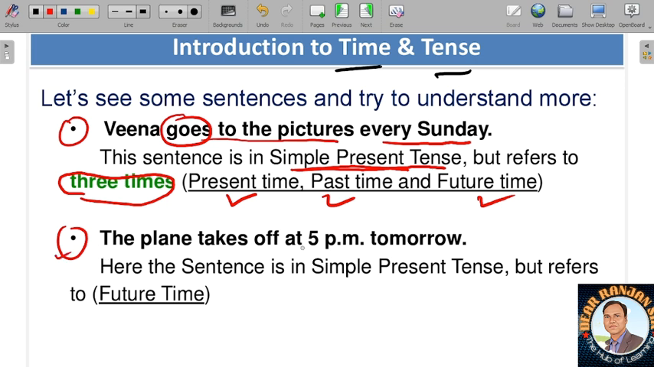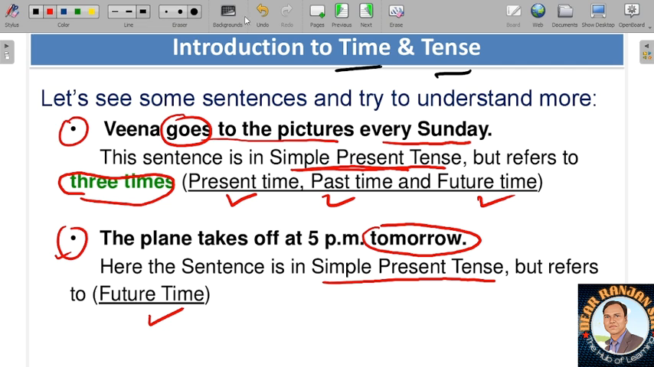The plane takes off at 5 p.m. tomorrow. When we say this sentence also is in simple present tense, but when we see the time, it refers to future time. That is, the word tomorrow attached to this sentence is showing the future time. So now we are clear that even when the sentences are in present tense, the time can be different. That is what we could see in these two sentences.